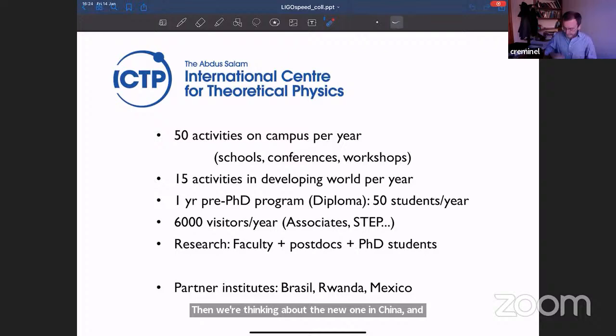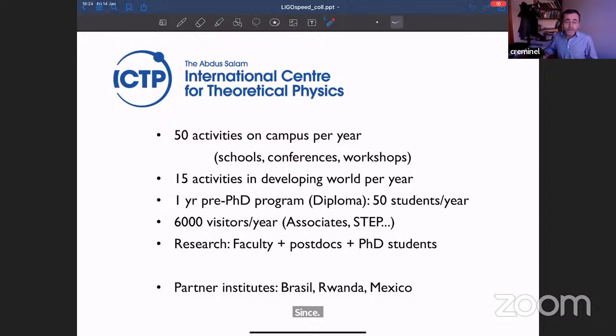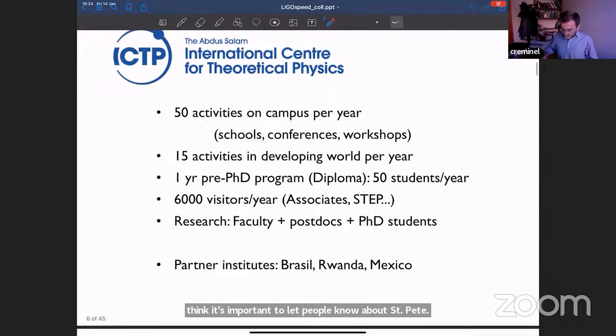So this is just an introduction to ICTP. I suggest you visit our website and look for possibilities if you're interested in applying to one of these activities and to come and visit us. Okay, so this was an introduction, since I think it's important to let people know about ICTP. Please, if you have questions about this, you can send me an email and I will try to answer and tell you what the possibilities are.